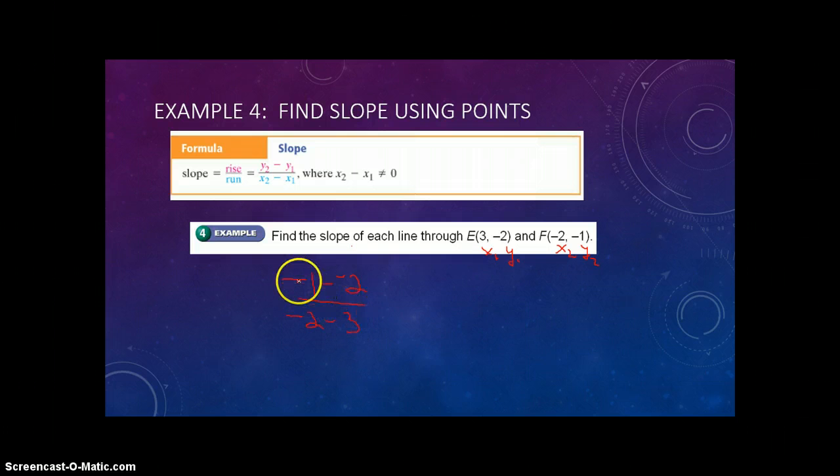All right, so negative 1 minus a negative 2 is really adding 2. And negative 1 plus 2 is 1. And then negative 2 minus 3 is negative 5. All right, and that is just simply written as negative 1/5. So that is the slope of that line for example 4.